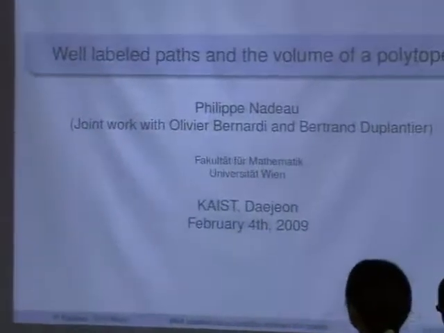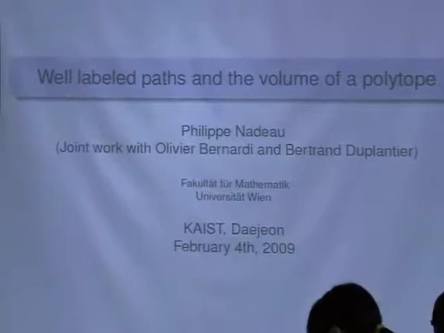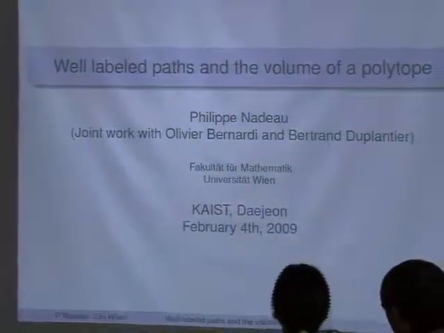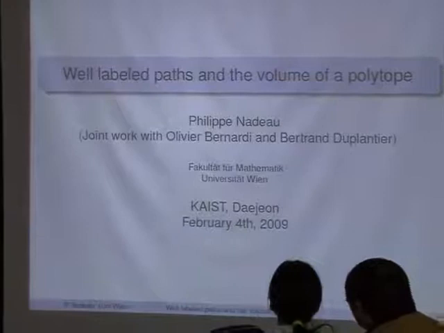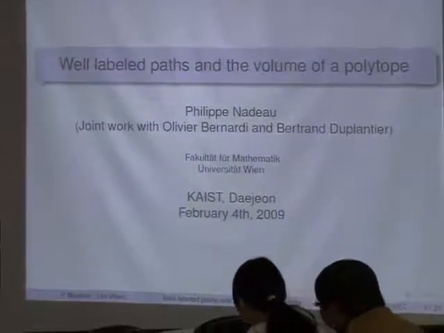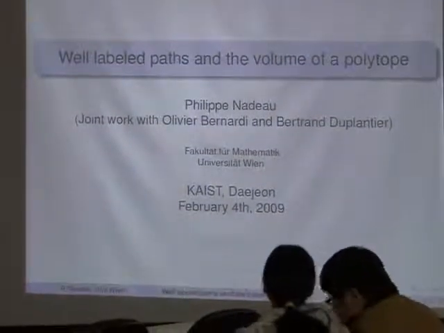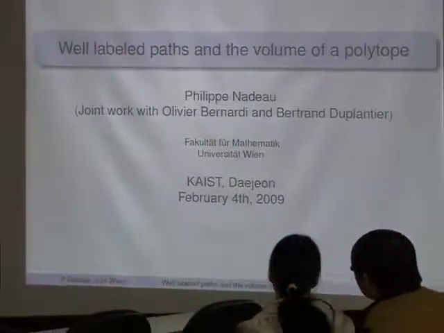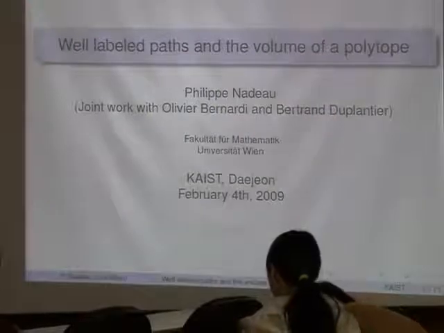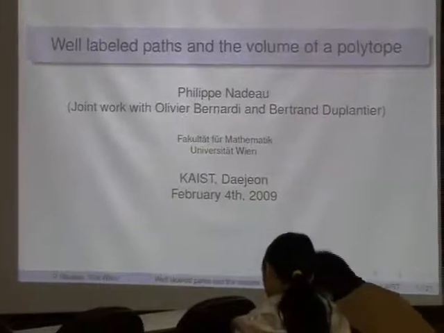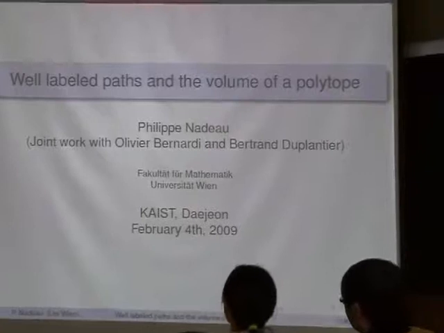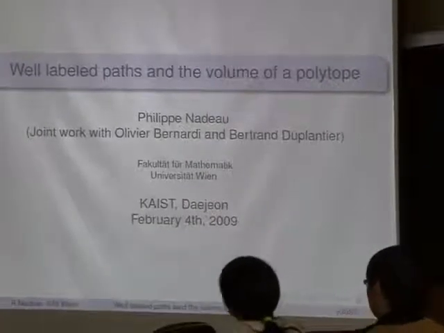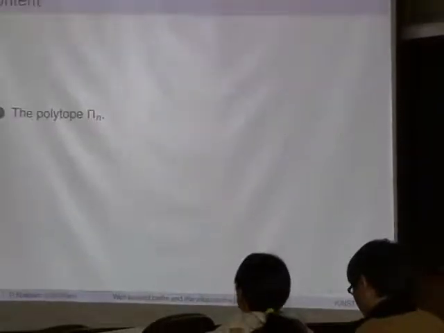So my first talk will be a very combinatorial talk, with a lot of bijections in it. It's joint work with Olivier Bernardi, who is now at Paris 11, and Bertrand Duplantier, who is CNRS affiliated to Lyon University, I think, in France also. It's called Well-Labeled Paths and the Volume of a Polytope. We will first talk about the polytope and then the paths.